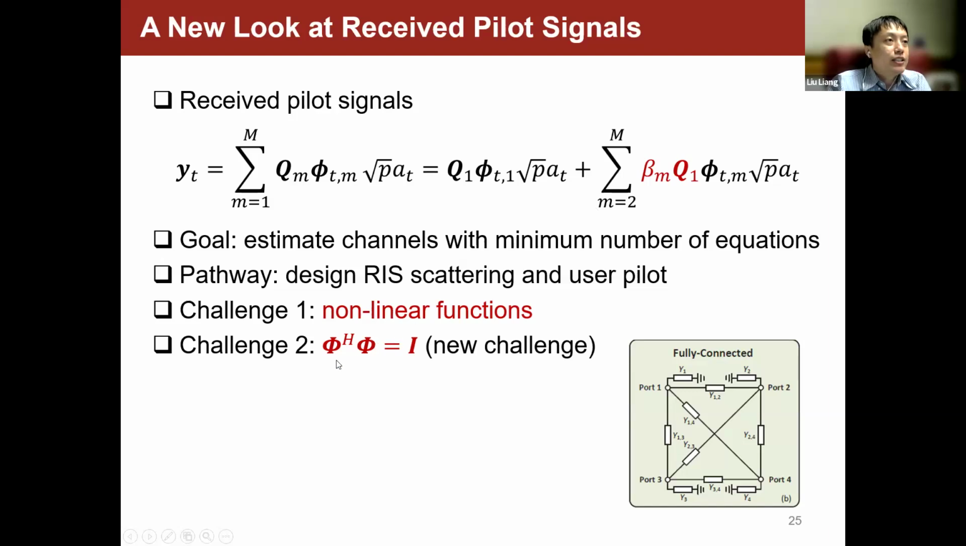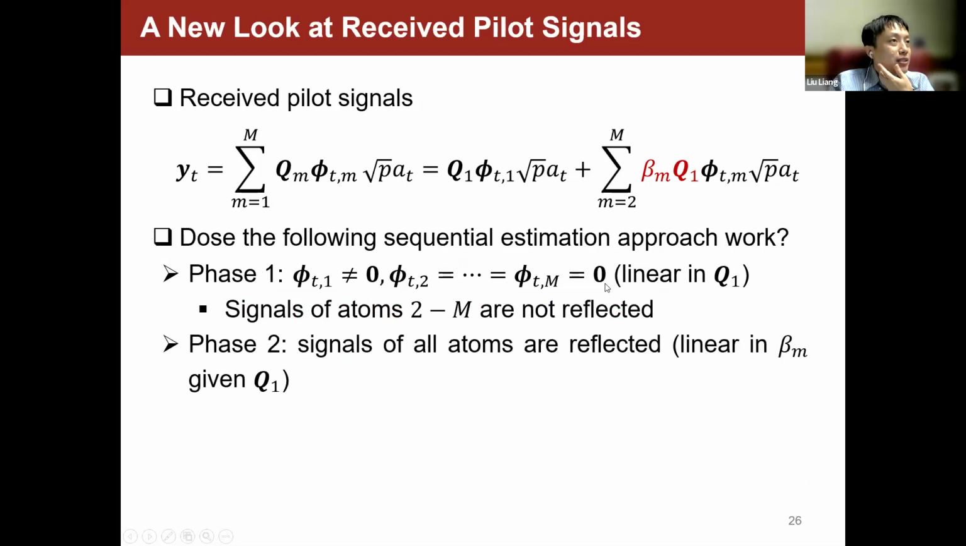Another challenge is that we have the unitary matrix constraint. This is the limitation caused by this circuit. We need to guarantee the output power is equal to the input power. So why is this unitary matrix constraint a big challenge? At the very beginning, we thought about this approach. We also wanted to do a sequential estimation. Remember, for diagonal RIS, we do sequential estimation. In the first phase, for example, we shut down the other elements and just turn on the first element. So we hope that phi tm is equal to 0 when m is equal to 2, 3, until capital M minus 1. At the beginning, we hope this term is 0, so the received signal is only contributed by this term. This is linear in Q1, so we can estimate Q1. And in the second phase, we turn on all the elements.